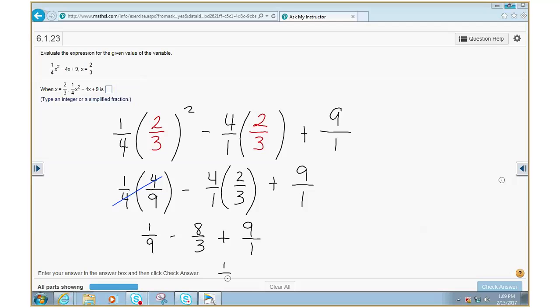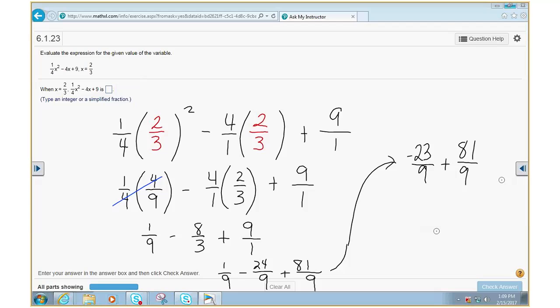1/9 minus 9 plus 9. And 3 will go into 9. 3 times 8 is 24. 1 will go into 9. 9 times 9 is 81. What is 1 minus 24? 23/9 plus 81/9. The answer is going to be positive over 9.